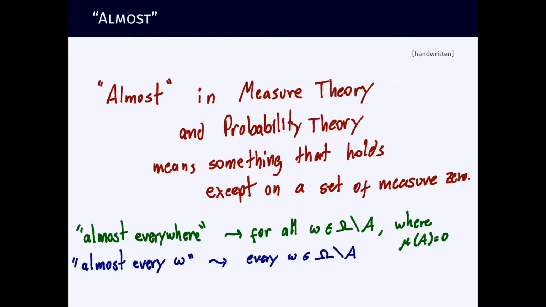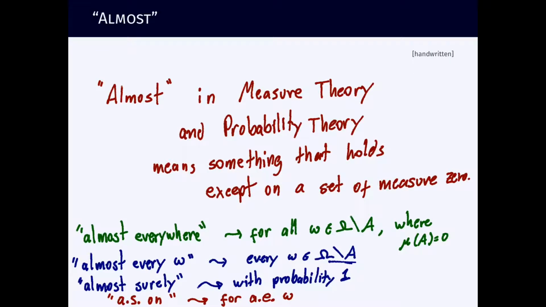When we say almost every omega, it means every omega except those in a small set. If we are on a probability space and we say that some event occurs almost surely, that means the event occurs with probability 1, which means the probability of that event equals 1. And when we say that some property holds almost surely on omega, that means it holds for almost every omega, which means for every omega inside a certain event that has probability 1.